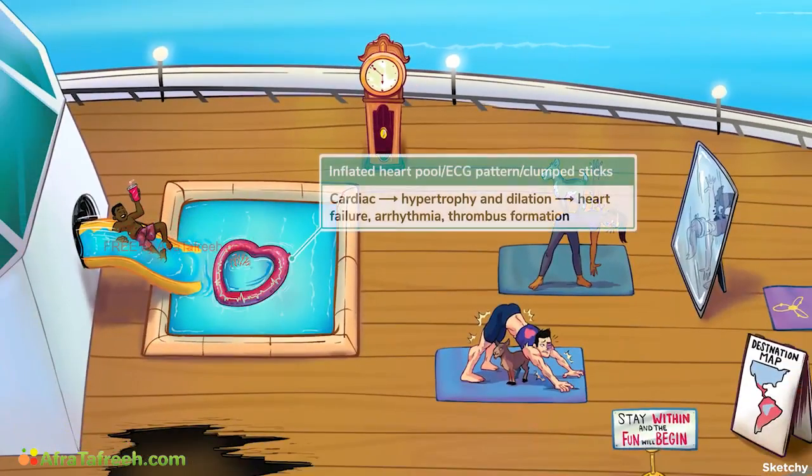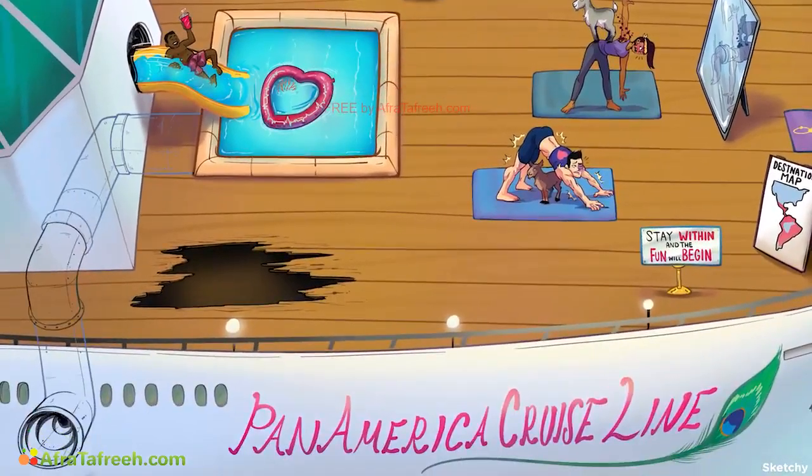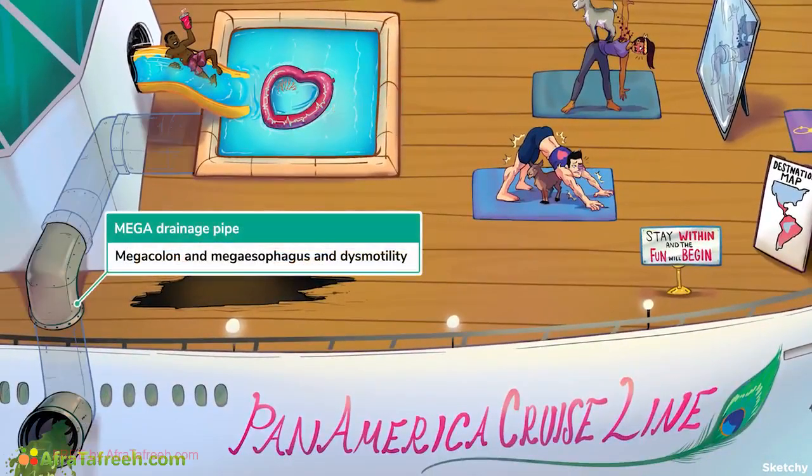Cardiac manifestations of Chagas include hypertrophy and dilation of the heart, hence the floating heart. So make sure to put Chagas disease on your differential for heart failure, arrhythmia, and thromboembolism, classically a mural thrombus in the left ventricle. Chronic infection with T. cruzi can also fibrose the myenteric plexus of the GI tract, leading to megaesophagus and megacolon, as well as gastrointestinal dysmotility. To note, gastrointestinal Chagas is more rare than cardiac.